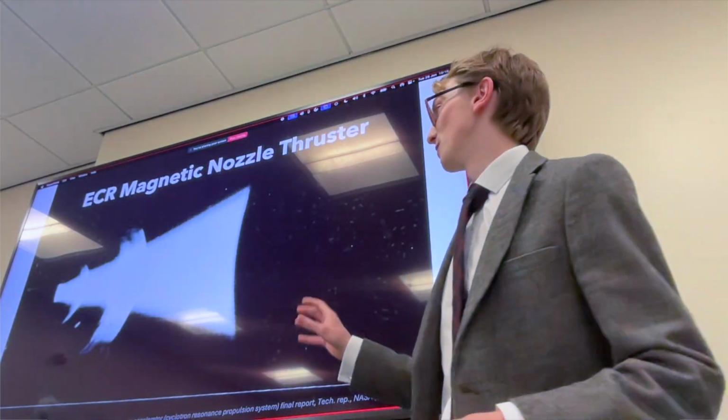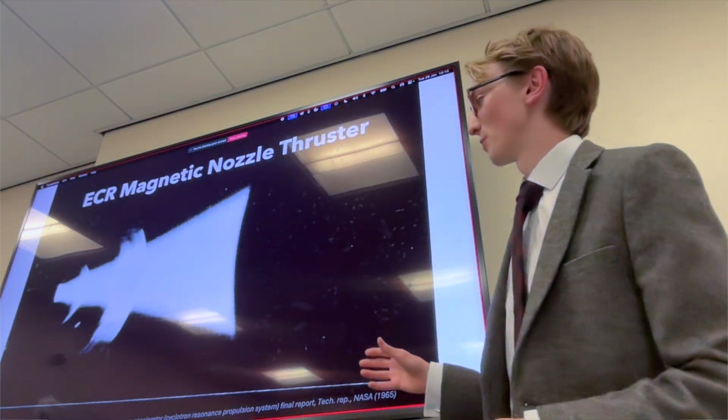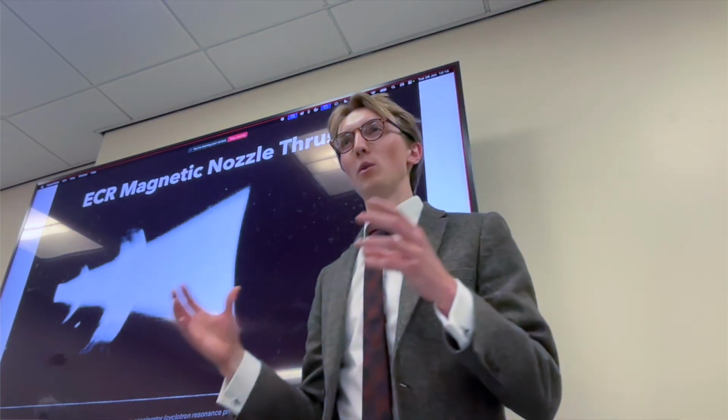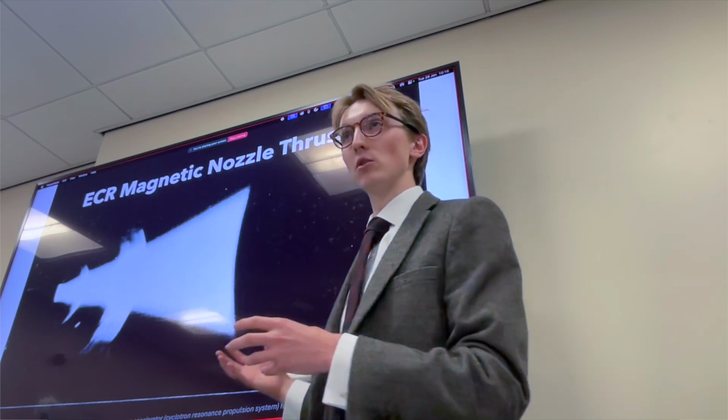So this is the earliest photo I could find of an ECR magnetic nozzle thruster, which was taken in 1965 at NASA, and here you can see the plasma plume kind of expanding, which I think is a really cool photo. But it doesn't really tell us much about how an ECR magnetic nozzle thruster works.